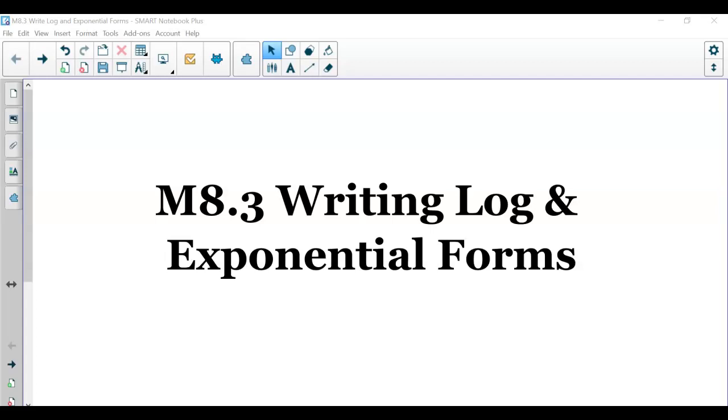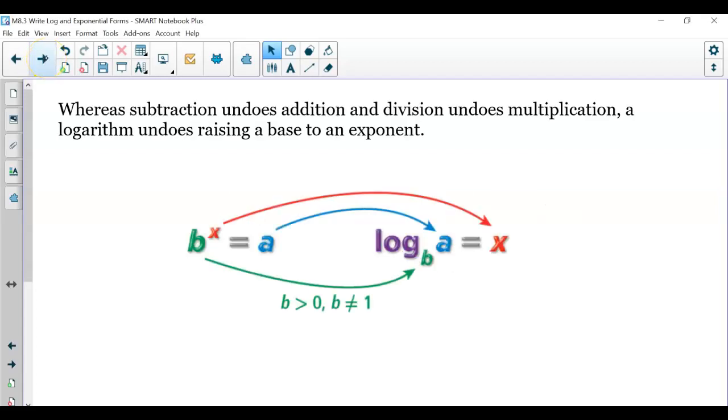In this lesson, we're talking about our exponential function still, but now understanding the inverse of an exponential function, which is a log or logarithm. So again, thinking of the inverses, how subtraction undoes addition, division undoes multiplication, a log can undo an exponent. So here we're introducing the inverse of that exponential function.